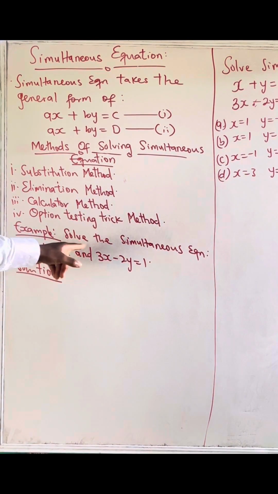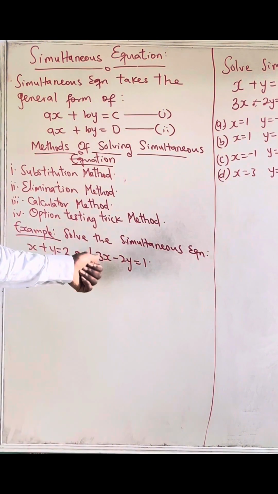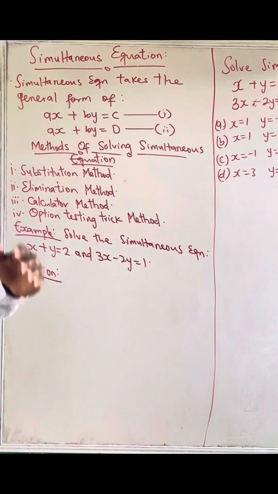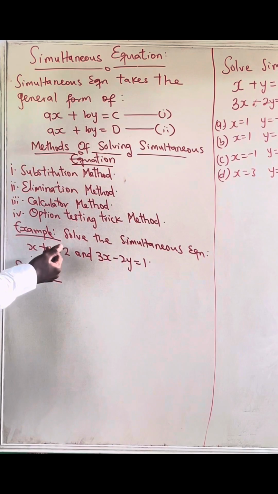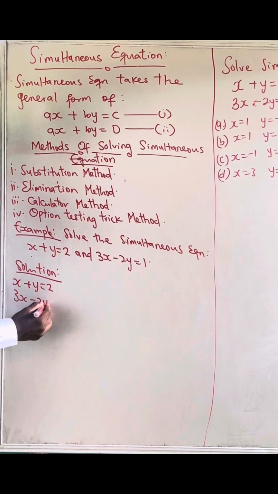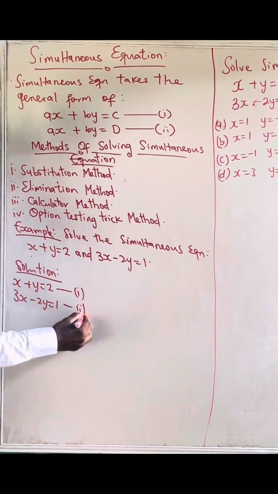The question is: solve the simultaneous equation x plus y equals 2, 3x minus 2y equals 1. I'm going to use the substitution method here. So I'm going to write solution and write out the equations given to me. This is x plus y equals 2, 3x minus 2y equals 1. I will call this one equation 1, and I will call this one equation 2.